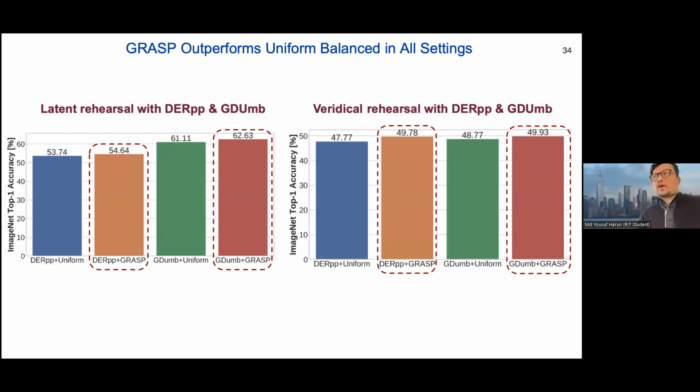And we also tried to see what happens if we combine this strategy with existing, widely used continual learning methods, like DER, PP, and GDAM, and across all the settings, ranging from latent rehearsal to veridical rehearsal, GRASP provides benefit over the uniform random policy.